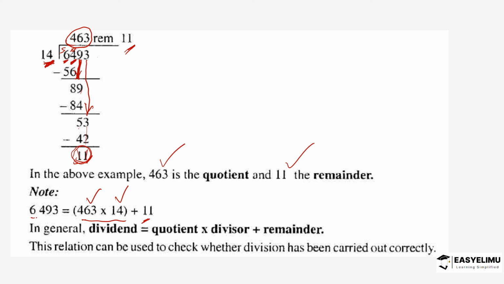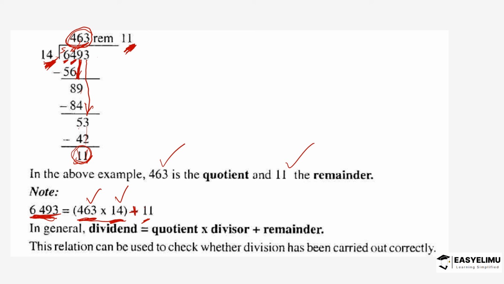So you can talk of this rule: the dividend is equal to the quotient multiplied by the divisor, you add the remainder. This one will always apply. Every time you do your division, make sure this is maintained. You take the quotient, multiply by the divisor, and you get a result that is less than the dividend by the remainder all the time.